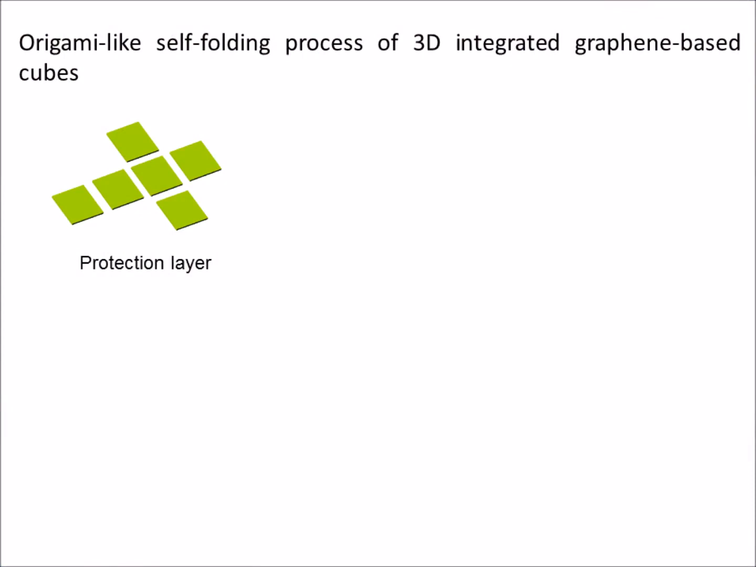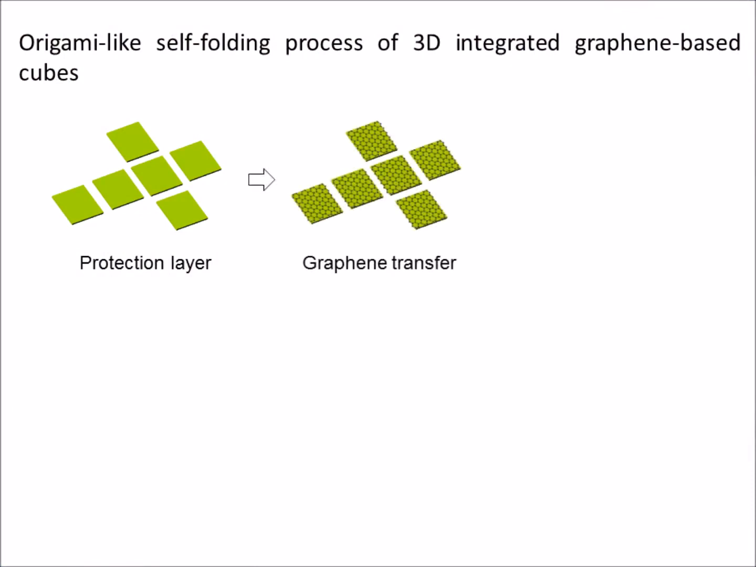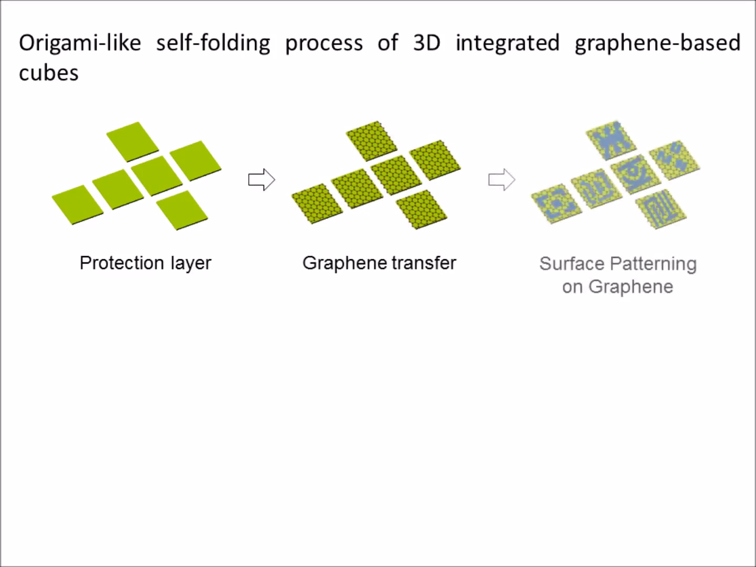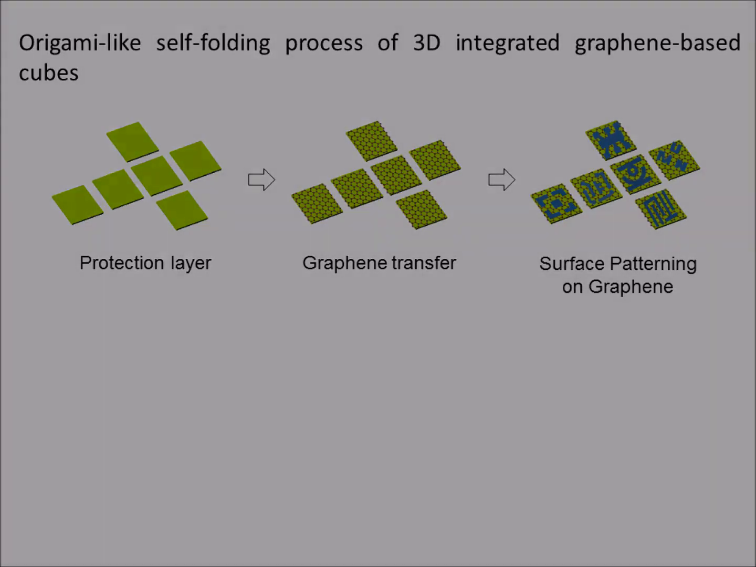To help give context to the overall fabrication process of the 3D graphene-based cubes, a simplified 6-step overview will now be introduced prior to the detailed protocol. First, prepare the protection layers. Then perform graphene membrane transfer and patterning onto the protection layers. Then create metal surface patterning on the graphene membranes.